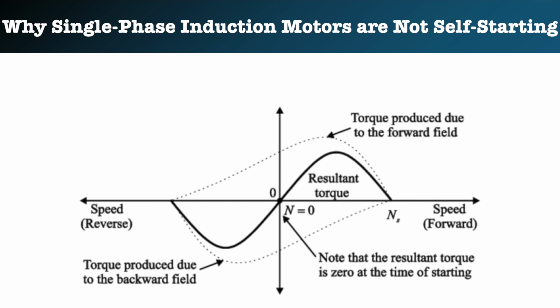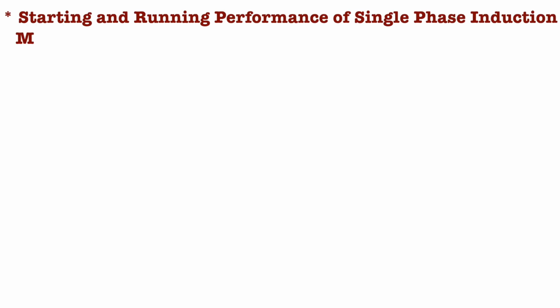Also, these two magnetic fluxes should be in time quadrature. If the fluxes are represented by phasors, they must be 90 degrees with respect to each other. So, a single phase stator winding cannot satisfy these two conditions because a single winding can produce only one flux. Hence, the modification as we have discussed earlier. So, let us discuss now the starting and running performance of single phase induction motor.